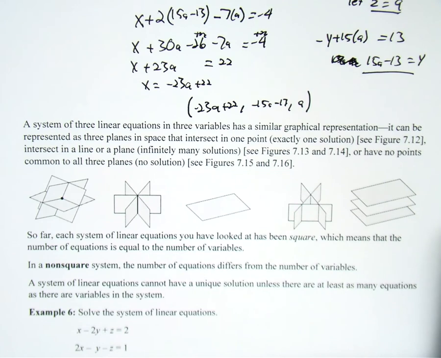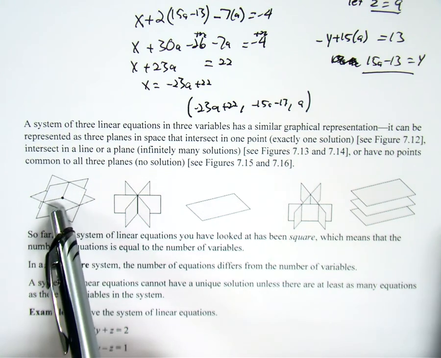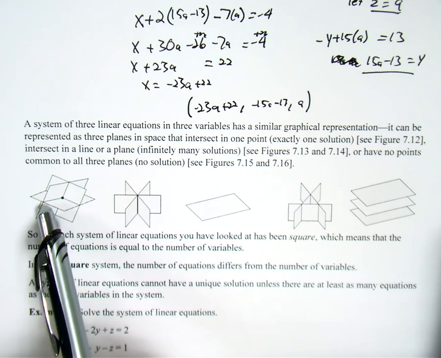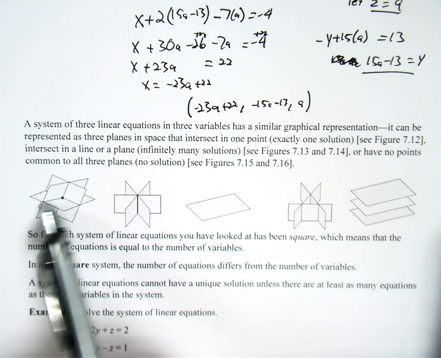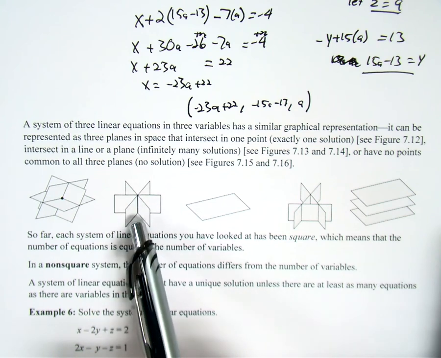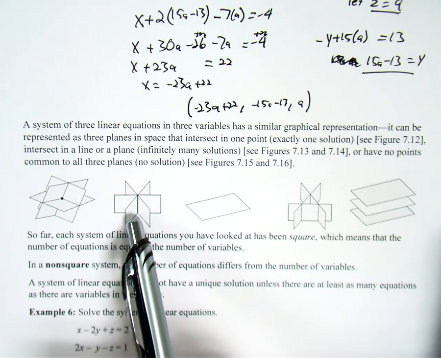A system of 3 linear equations in 3 variables has a similar graphical representation. It can be represented as 3 planes that intersect at 1 point, if we have exactly one solution, infinitely many points. Okay, we could intersect at a line. All 3 of them cross here at a line. Infinitely many points along that line.